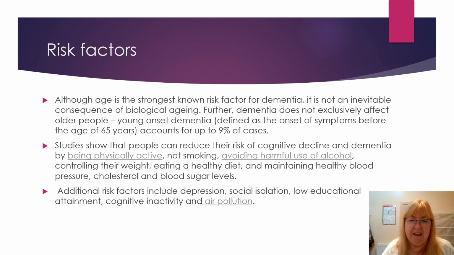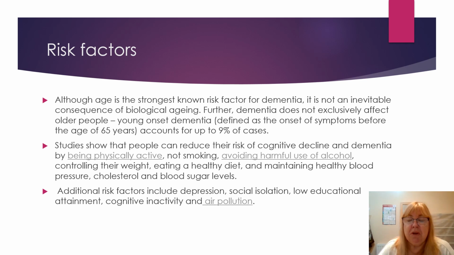Risk factors then. Okay. So what are the risks? Well, it's not inevitable. Some people think that as you get old, you will get dementia. That isn't correct. It doesn't just affect older people. There are some young onset dementias, and again, you could look into this. They are rare, but it can be about 9% of all the cases, people under the age of 65. As I said, frontotemporal is one, Huntington's is another.